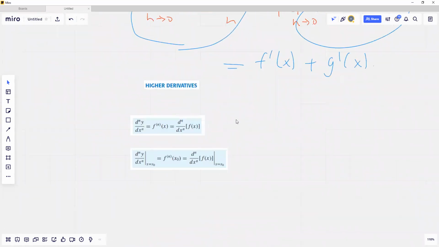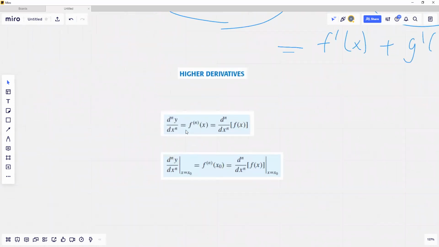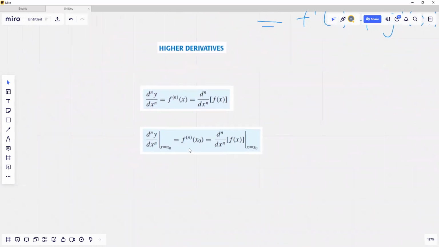Okay. Now, higher derivatives. We can differentiate our function several times as long as its derivative exists. So here is a notation for nth derivative of y, or nth derivative of f of x. Here are several notations for higher derivatives, and here we use the following notation for nth derivative of f at point x.